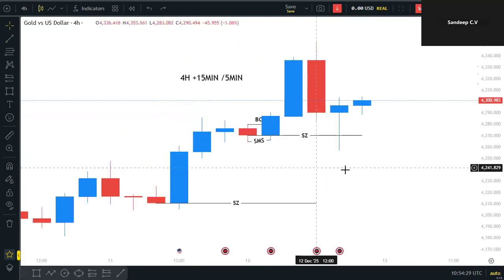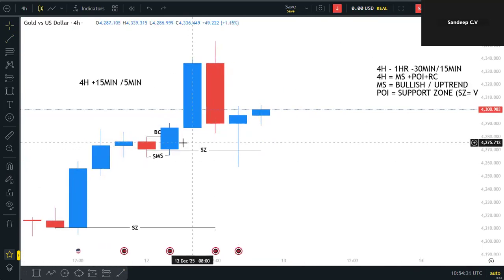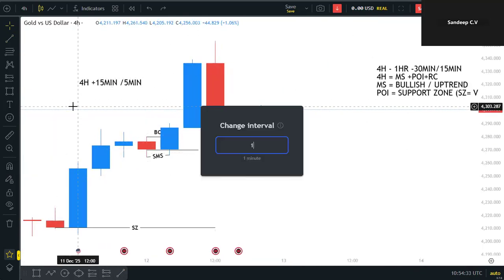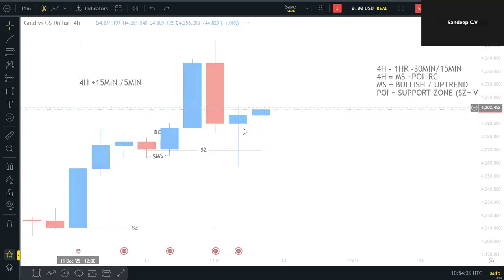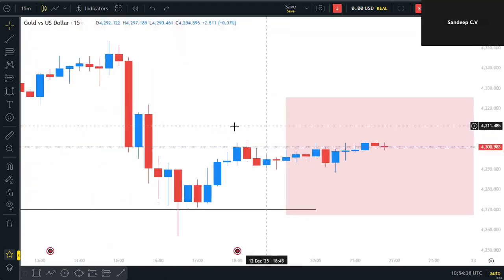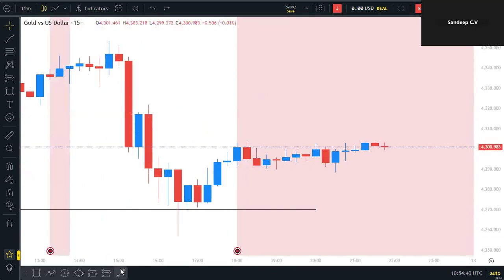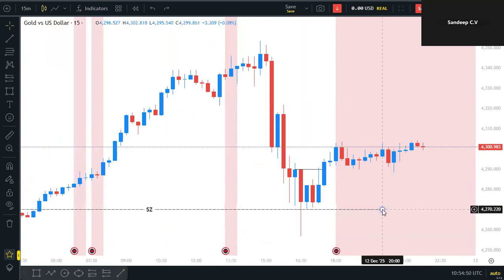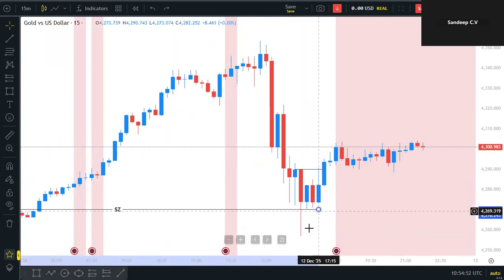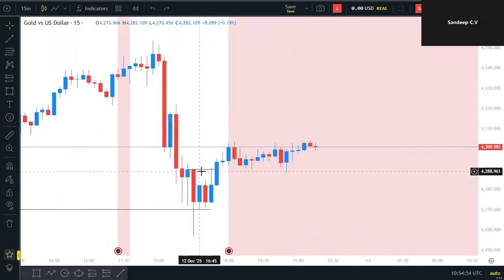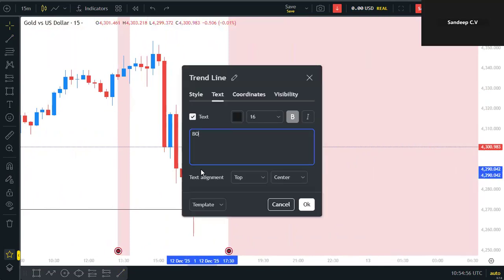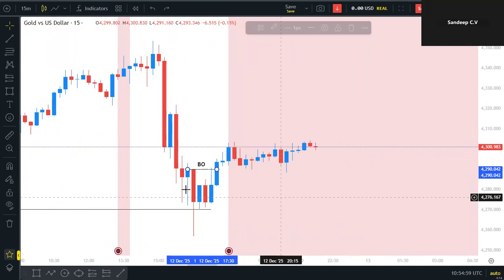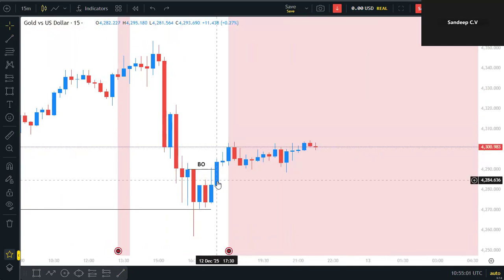Okay, so this is SMS. So what I expect on gold this week, considering this place as my POI, I will just go down to the 15 minutes. On the 15 minutes, I have a breakout already. This was where we had our reaction. Remember, this is the 4-hour zone of reaction. That is here, if we are to adjust this line. So this is on 15 minutes, so there's a breakout already. BO. You can see that it's a body type of BO.